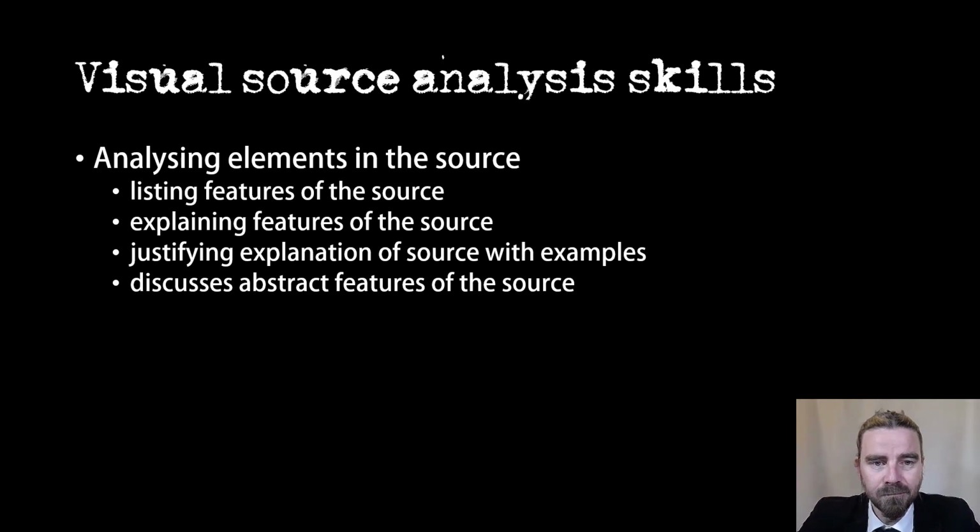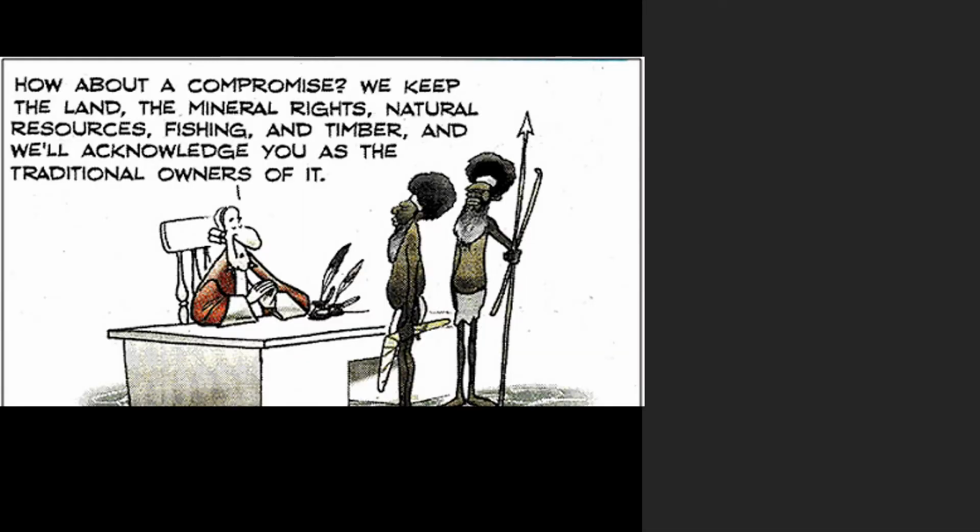Okay, let's have a look at some cartoons. So here's a cartoon. Now, these are 3 cartoons. I don't know if I'm going to be able to give a good answer for all of them because I'm doing this live. I'm just going to ramble and we'll see how we go. So here's the cartoon. How about a compromise? We keep the land and mineral rights, natural resources, fishing and timber, and will acknowledge you as the traditional owners of it. And we'll try to work through what this cartoon means by looking at the 3 skills that we've focused on at higher and higher levels of ability for each one.